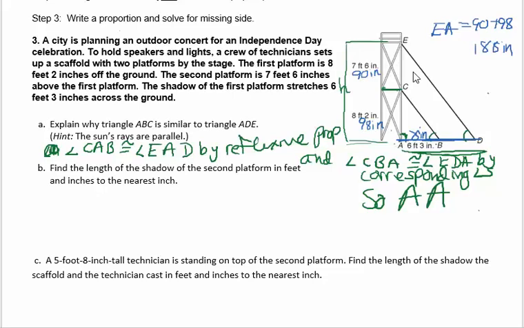So now I'm ready to set up my proportion. I'm going to use, let's see, how should we do this? We're looking for this. I'll use the height of the short one, 98, over the shadow of the short one, 75, is equal to the overall height of the two together, that's EA, that's 188, over the shadow all the way across, which is AD, or I'll just call it X. So here's my proportion that I'm going to use, and then cross products are equal. So 98 times X is going to equal 75 times 188.